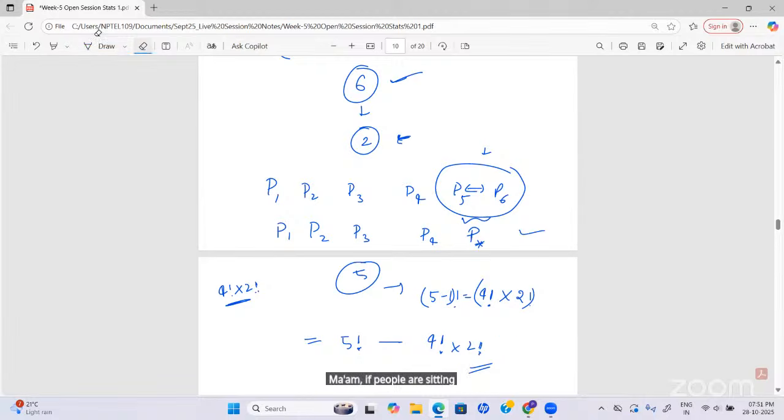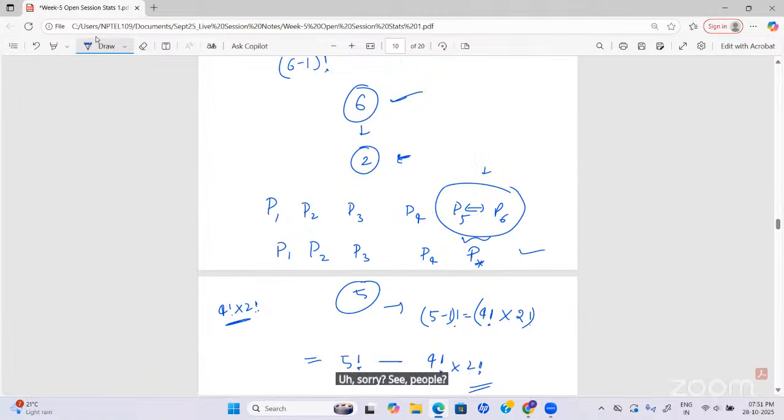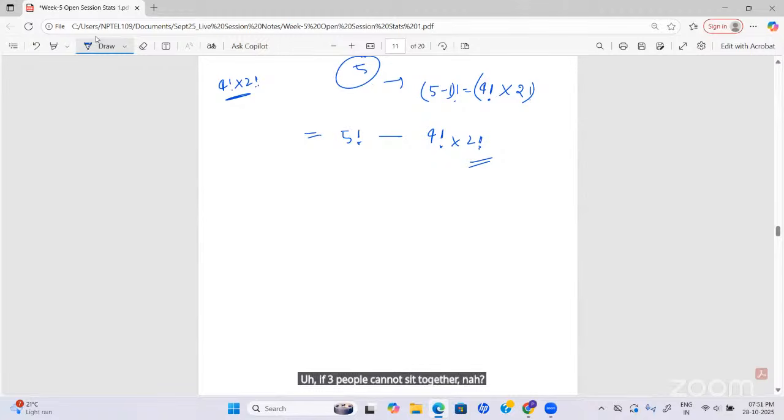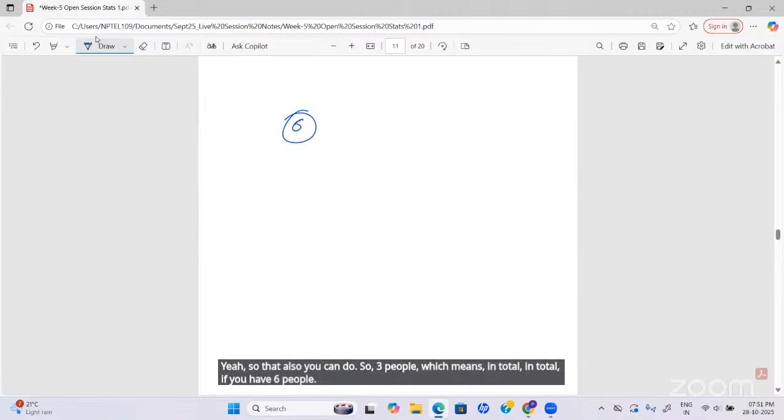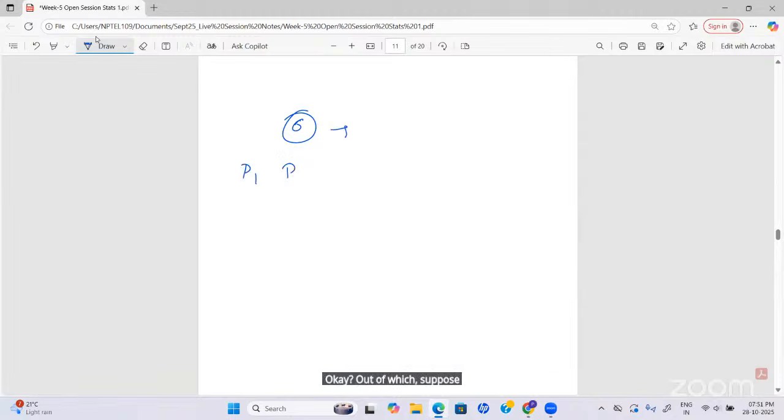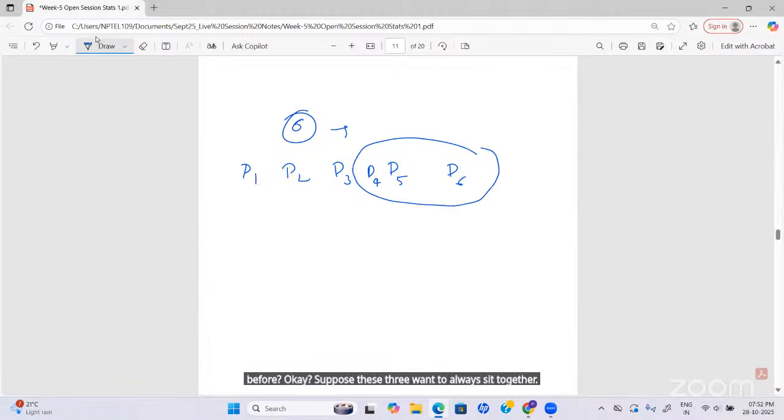If 3 people cannot sit together, that also you can do. So in total, if you have 6 people, out of which suppose P1, P2, P3, P4, suppose these 3 want to always sit together, then how will you solve? You have 1, 2, 3. You will consider these as a single one.